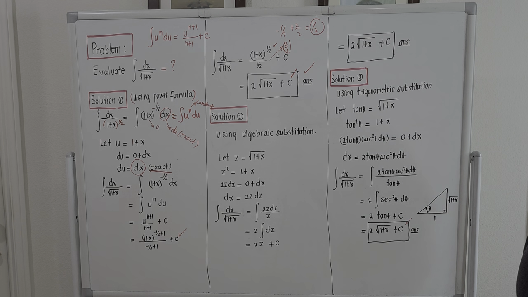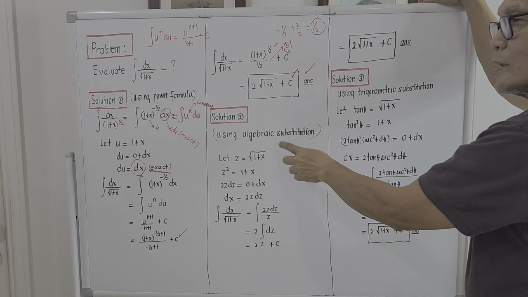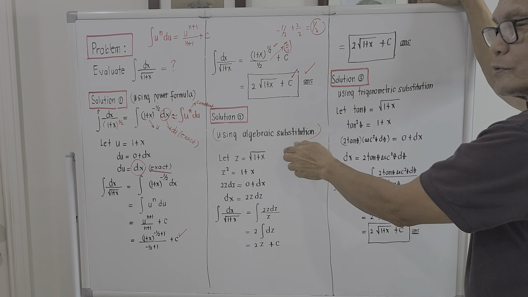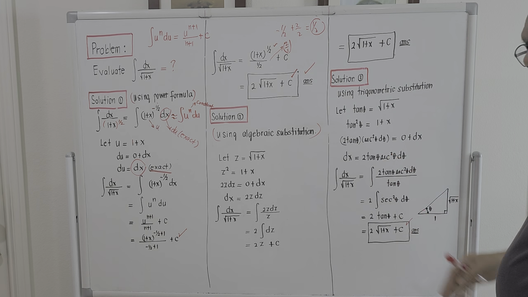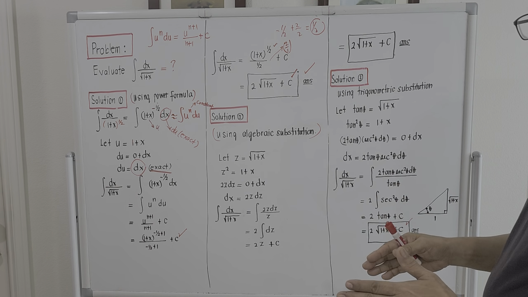Using algebraic substitution. This will be another form of solution under integral calculus. There are some problems which could be solved by the power formula like this one. And luckily, the given problem is also solvable by using algebraic substitution. So I will be presenting solution number 2, that is by using algebraic substitution. Algebraic meaning we will be presenting another variable, algebraic variable, right? So we will let z equal to 1 plus x. This is actually our algebraic substitution.